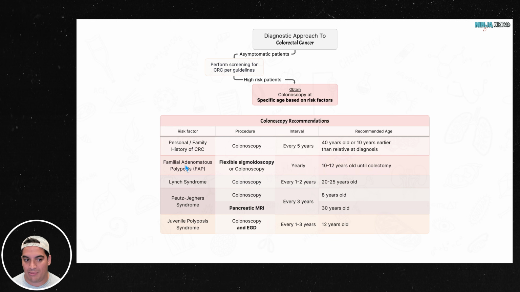Flexible sigmoidoscopy or colonoscopy for FAP is a big one. There's one more that's really, really important. That's called inflammatory bowel disease. Inflammatory bowel disease, you're going to want to do a colonoscopy. Now, when we talk about this, it's Crohn's and ulcerative colitis.